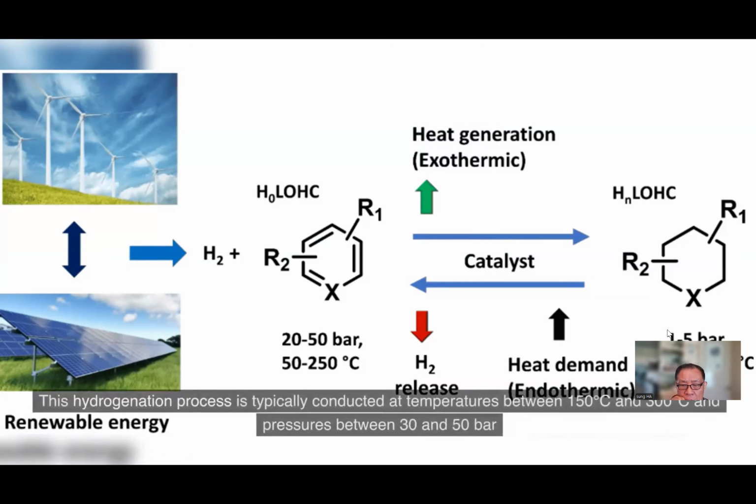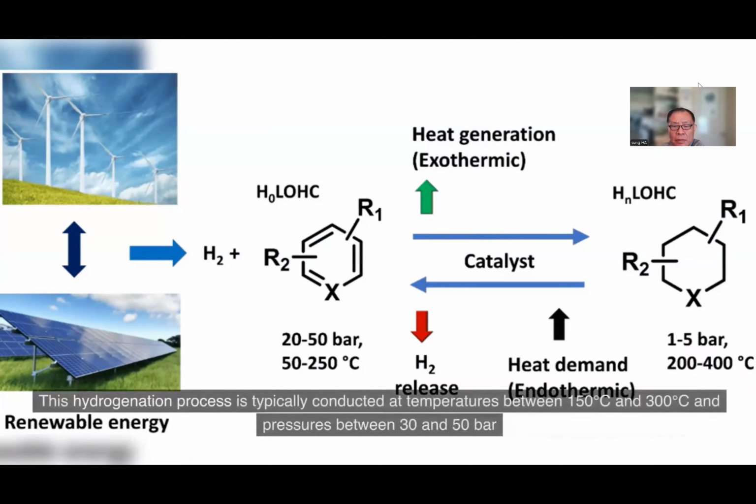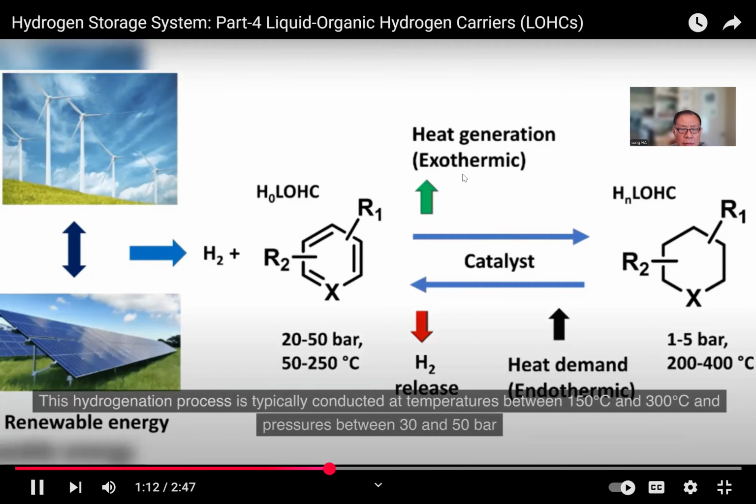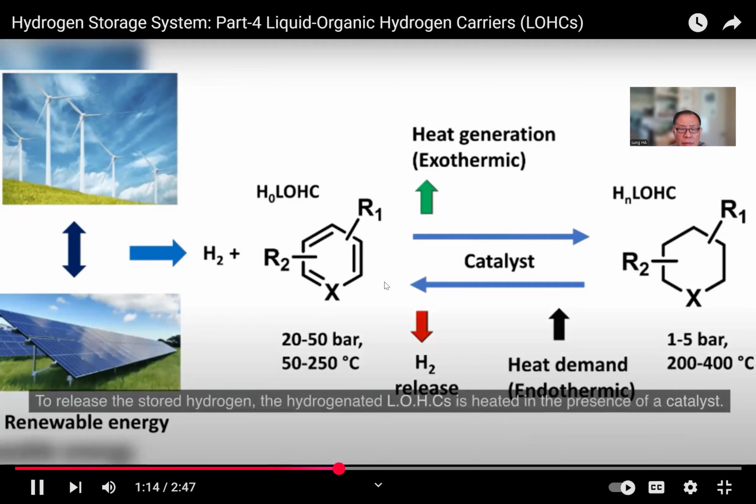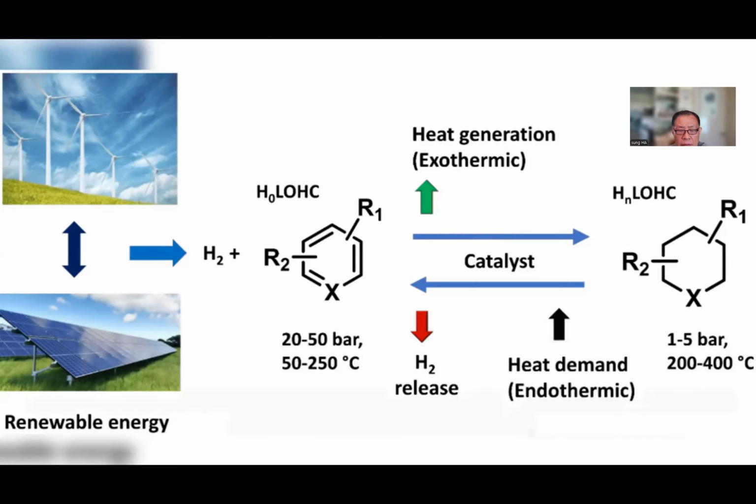This hydrogenation process is typically conducted at temperatures between 150 degrees Celsius and 300 degrees Celsius and pressures between 30 and 50 bar. To release the stored hydrogen, the hydrogenated LOHC is heated in the presence of a catalyst.